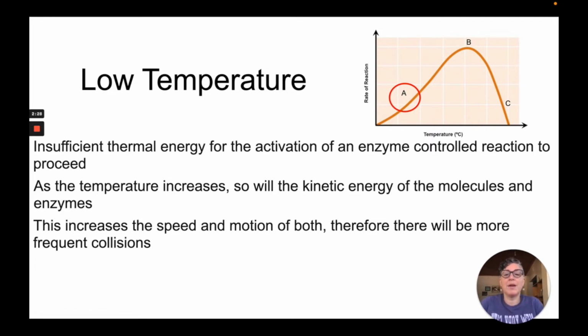Now we also know that as the temperature increases, the kinetic energy of the molecules and the enzymes will also start to increase, and this is going to increase the speed and the motion of both of these molecules, and therefore there'll be more frequent collisions. And so as the temperature increases on the graph, we can see that the rate of reaction continues to get faster and faster. So we see the increase in the slope of the graph as the rate of reaction increases.